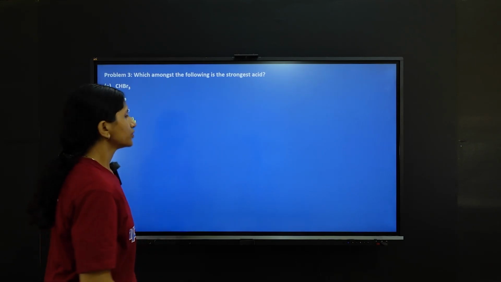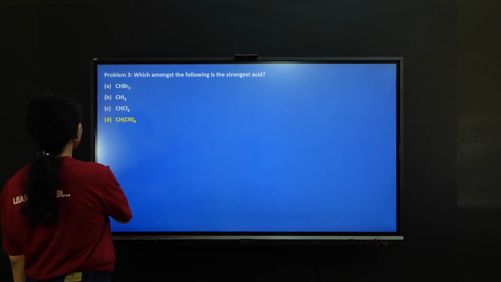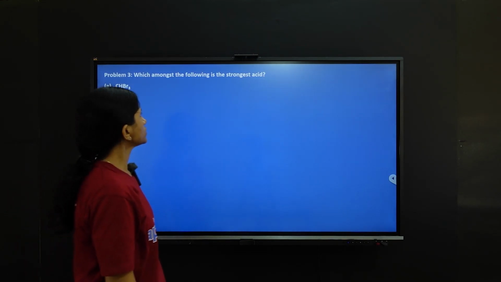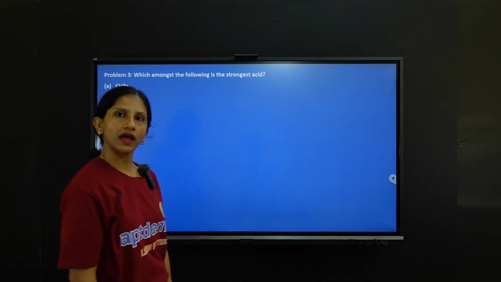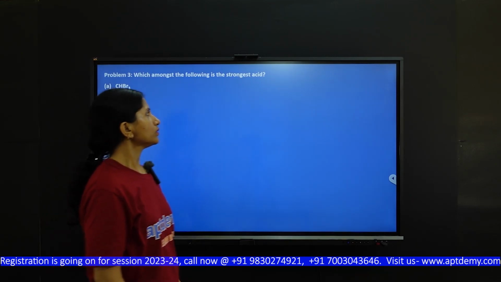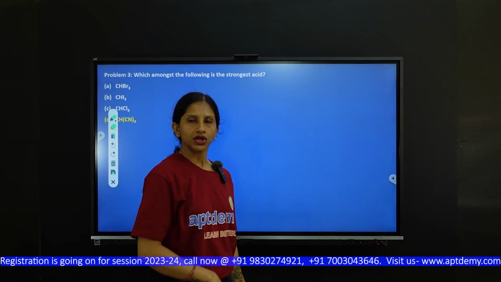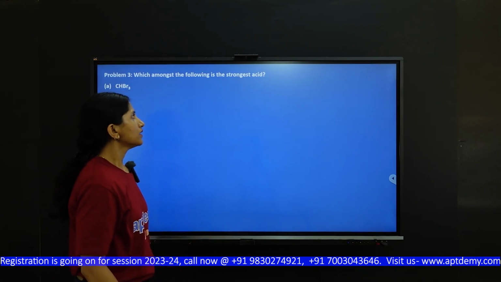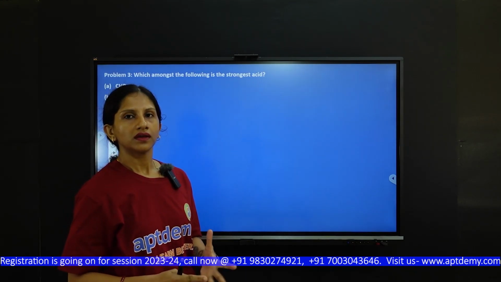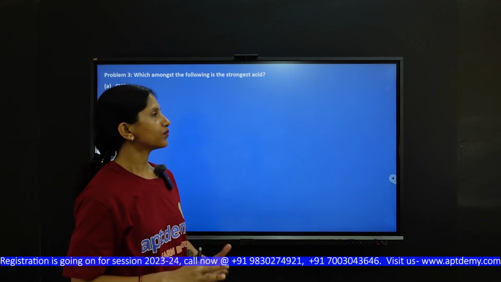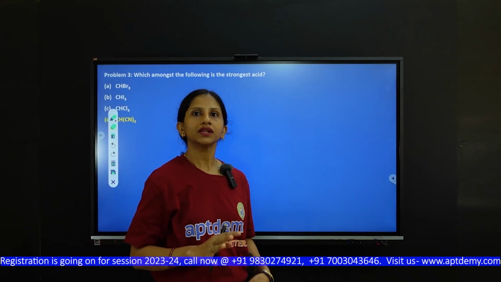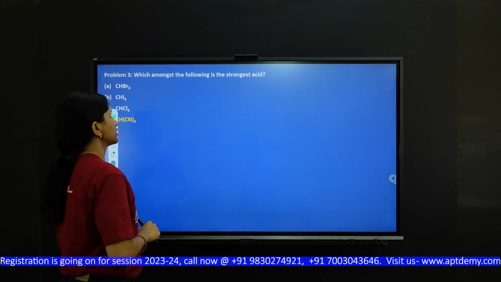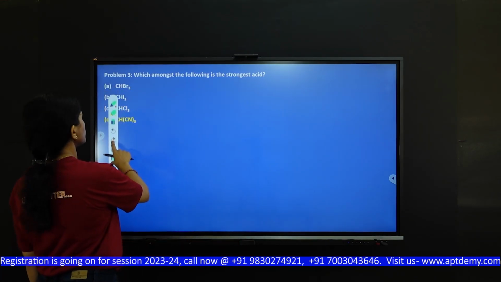Simple. Now let's move on to problem 3. Problem 3 is asking which amongst the following is the strongest acid? So what we know from the theory part that we have learned already is that an acid should be stronger if it forms a stable conjugate base in presence of water, right? So this is the concept of that.